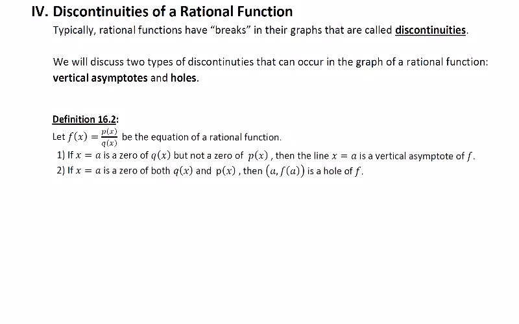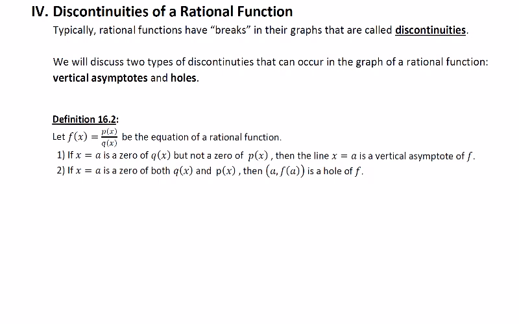In part 4 of section 16, we're going to discuss the concept of discontinuities of a rational function. Now, we've already seen one example of a discontinuity when we were graphing the parent functions, the reciprocal and the reciprocal squaring function. Those each had a vertical asymptote. The vertical asymptote is a type of discontinuity, and you can think of discontinuities as being breaks in the graph.